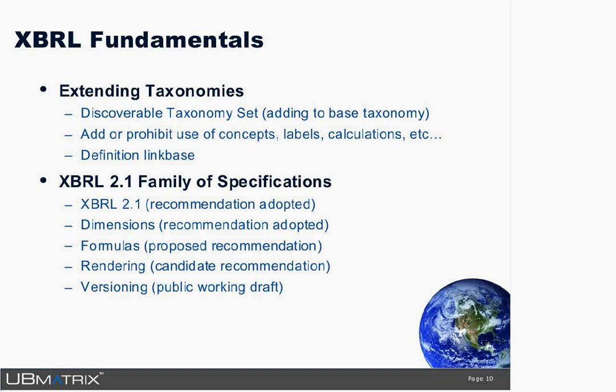The current state of XBRL is that it's at 2.1, and if you go to the xbrl.org website, you can see XBRL 2.1 is recommended, has been adopted. Dimensions, which allows you to create dimensional context for XBRL, is also adopted. Formulas, the complex math calculations, is a proposed recommendation. Rendering, which is ways of presenting it in a human-readable form, is a candidate, and versioning, how you understand how taxonomies evolve, is a public working draft.